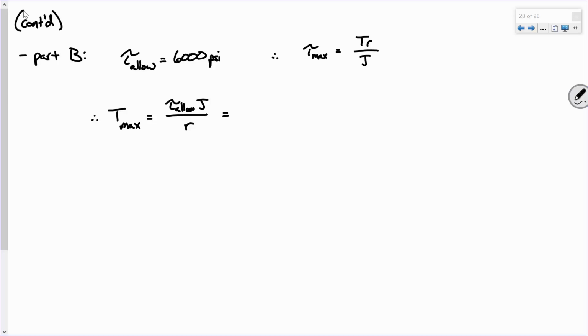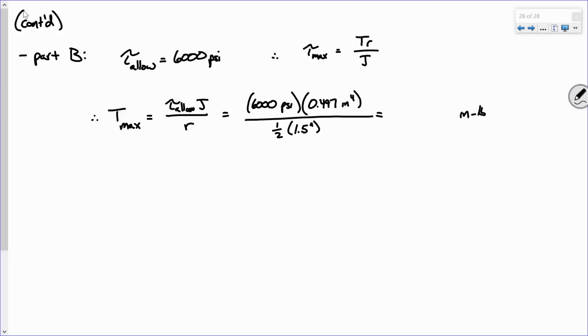Not too bad, right? So, what is that? 6,000 psi times 0.497 inches to the fourth, and then divide by the radius, 0.5 inches. What are the units going to be? It's a torque, so it should come out like foot-pounds or foot-kips or inch-pounds. Because psi times inches to the fourth is pounds times square inches. Divided by the inches, I get pounds times inches. So inch-pounds, whatever that comes out to be. All right?